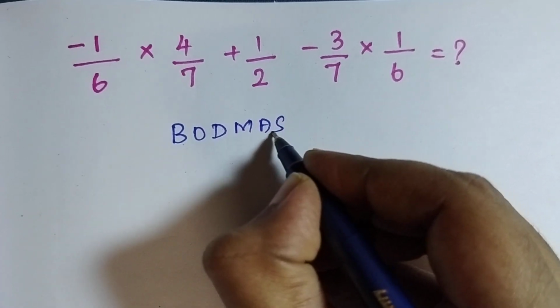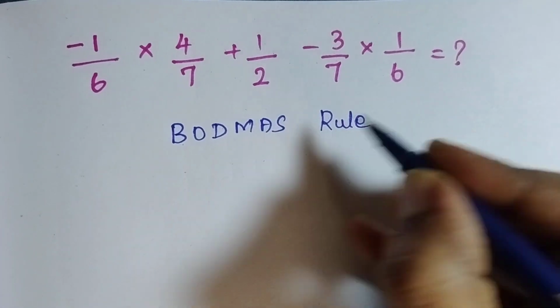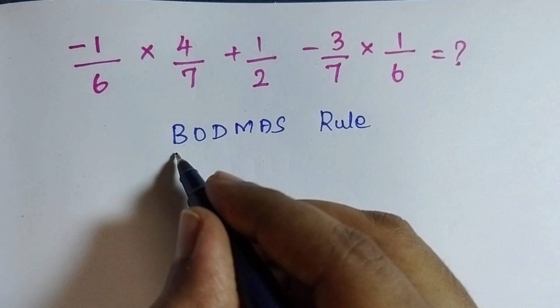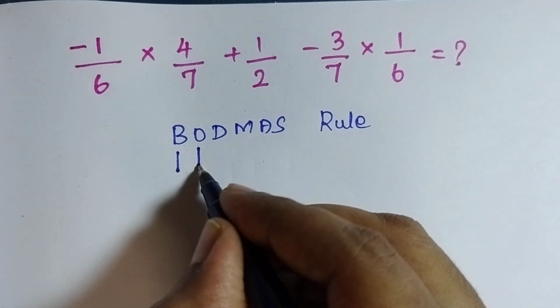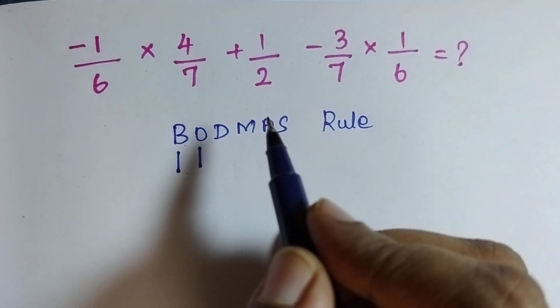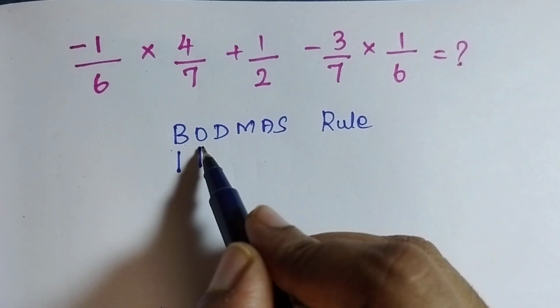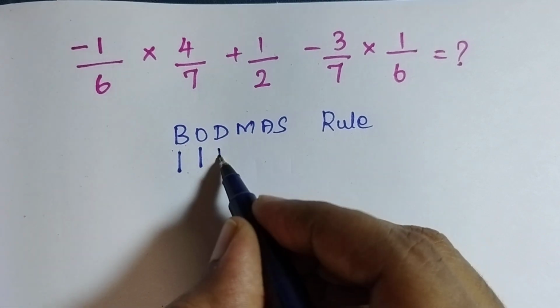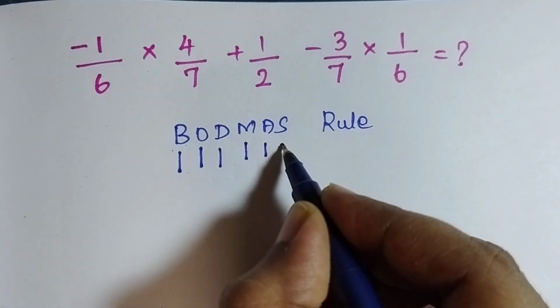The BODMAS rule. Okay. BODMAS rule means first we give preference to brackets, after that order. Order means the power terms. Okay. Like a 3 square, if such a term has come, after brackets we need to give preference to that square term. After that division, multiplication, addition, subtraction.